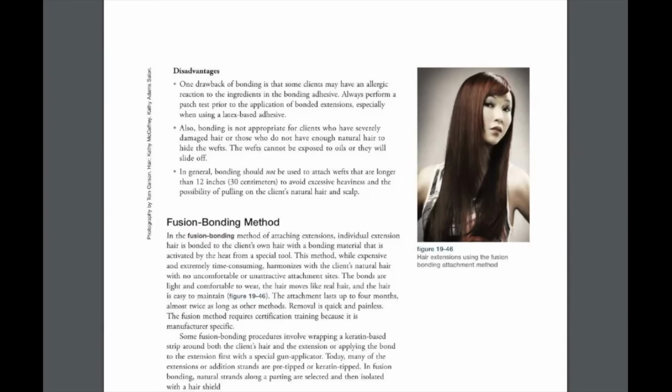Some advantages of fusion bonding: the client's hair will dry more quickly, and by using extensions in slightly different colors, you can create the illusion of depth and dimension or a highlighted effect. And this method also allows for styling versatility. So the client's able to get it blown out, get it curled, get it put into an updo, or put it in a braid. You have more styling options when you're doing fusion bonding.